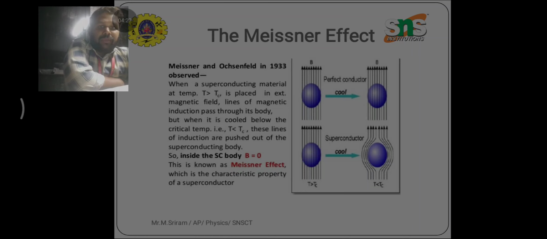Magnetic field: the minimum field required to destroy superconductivity is called the critical field. The value of the critical field depends upon the temperature of the superconducting material.